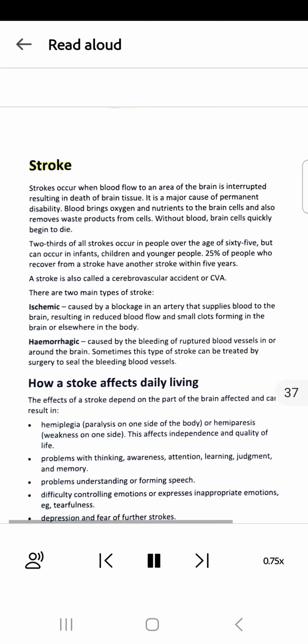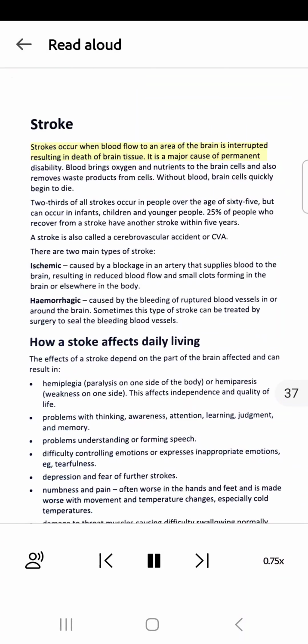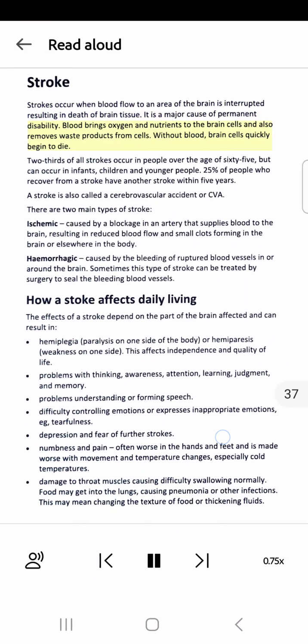33. Strokes occur when blood flow to an area of the brain is interrupted, resulting in death of brain tissue. It is a major cause of permanent disability. Blood brings oxygen and nutrients to the brain cells and also removes waste products from cells. Without blood, brain cells quickly begin to die.